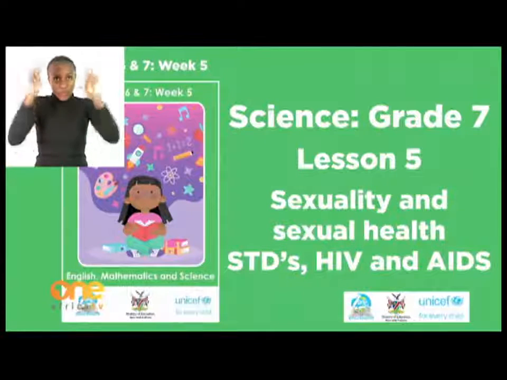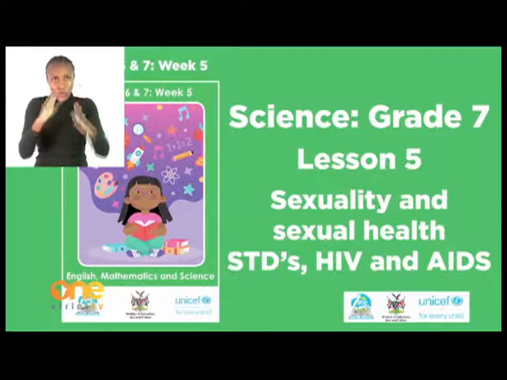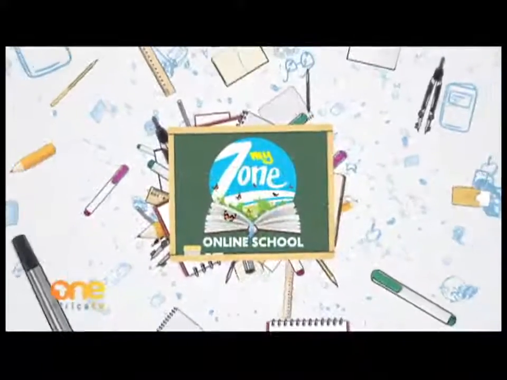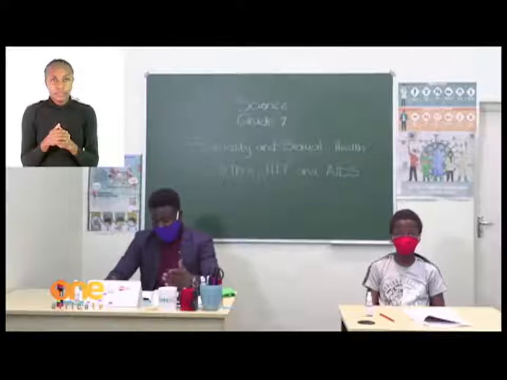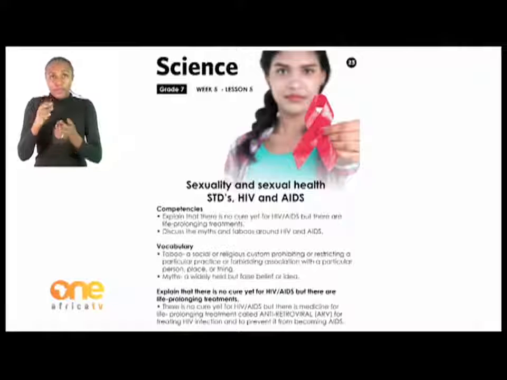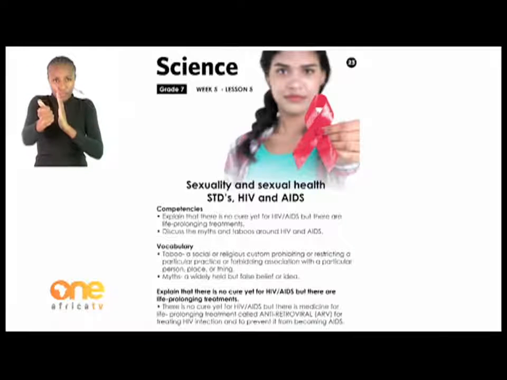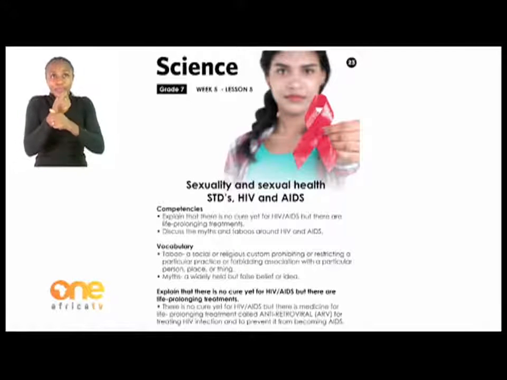Today's lesson is sexuality and sexual health, focusing on STDs, HIV, and AIDS. Okay, learners, let's turn to page 23. Let's start with today's competencies. By the end of the lesson, you should be able to explain that there is no cure yet for HIV/AIDS, but there are life-prolonging treatments, and discuss the myths and the taboos around HIV and AIDS.